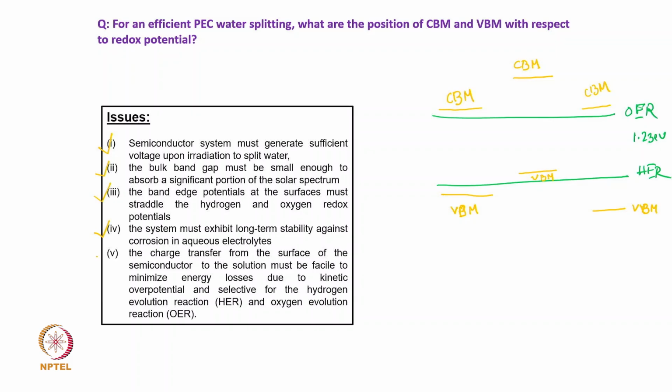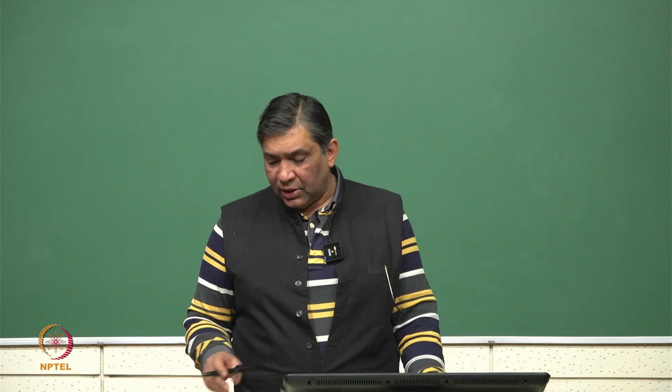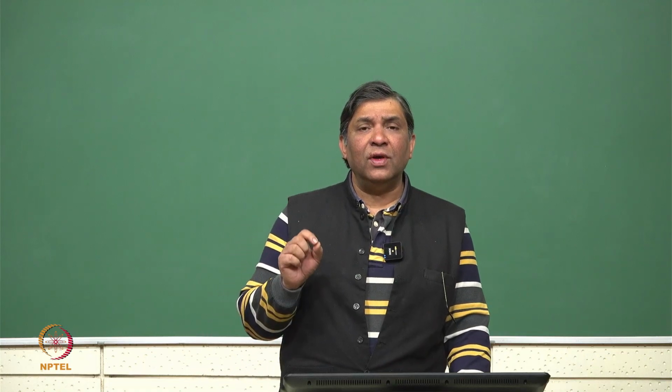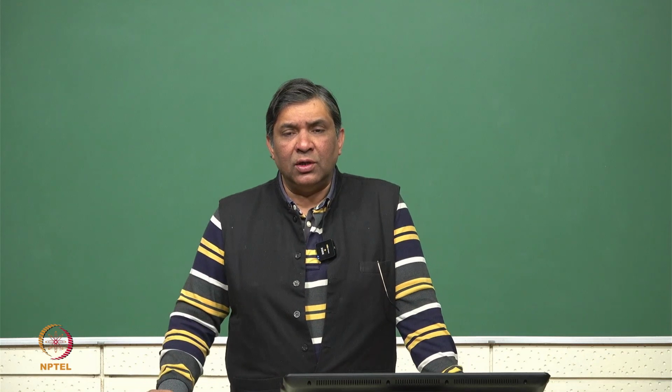And the fifth is a very important point: the charge transfer from the surface of the semiconductor to the solution must be facile to minimize energy losses. Energy loss due to kinetic overpotential should be minimized, because the overpotential is generated, which we have discussed, and it should be selective for the hydrogen evolution reaction and oxygen evolution reaction. This is a very important point, which is essential when we design a PEC water splitting setup.